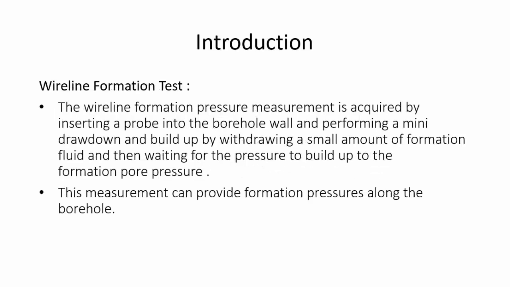So now, in general about the wireline formation test, the pressure measurement is acquired by inserting a probe into the borehole wall and performing a mini drawdown and build-up by withdrawing a small amount of formation fluid and then waiting for the pressure to build up to the formation pore pressure. The measurement can provide formation pressure along the borehole.